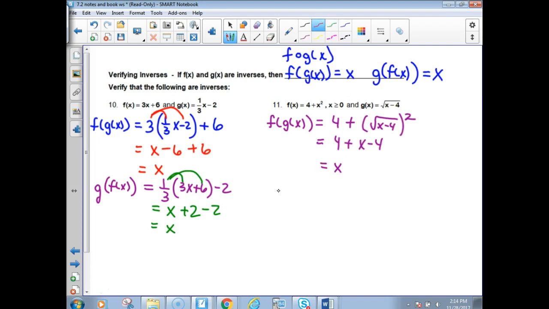Do they always have to equal just x? Yes. They must come down to just x, both of them. Otherwise, they are not inverses.